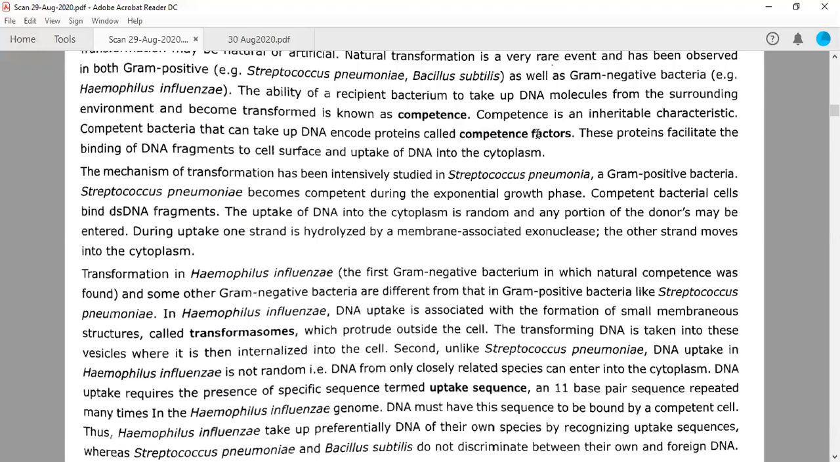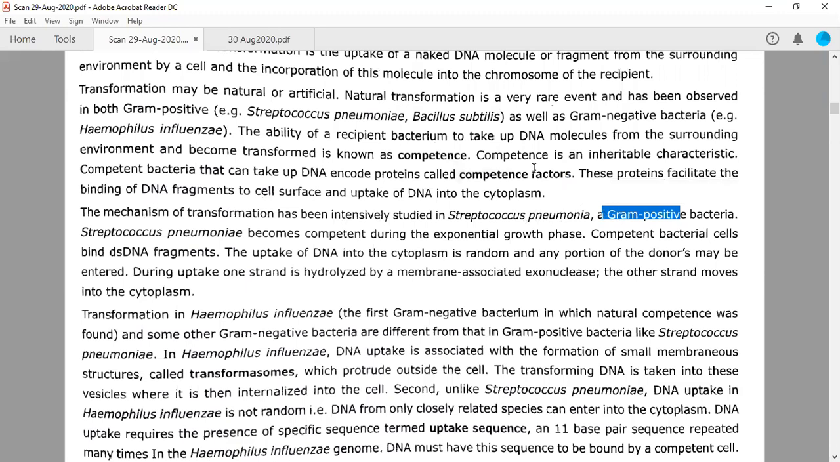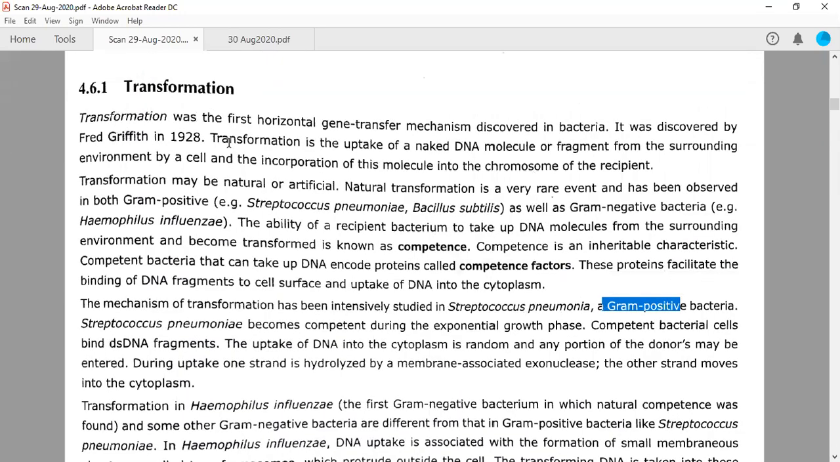So these competence factors, there is more than one protein, help in uptake of DNA from the donor or from the environment into the recipient bacterial cell. These proteins facilitate the binding of DNA fragment to the cell surface and uptake of DNA into the cytosol. The mechanism of transformation has been intensively studied in Streptococcus pneumoniae, which is a gram-positive bacteria. The same microorganism studied by Griffith in 1928 is a gram-positive bacteria.